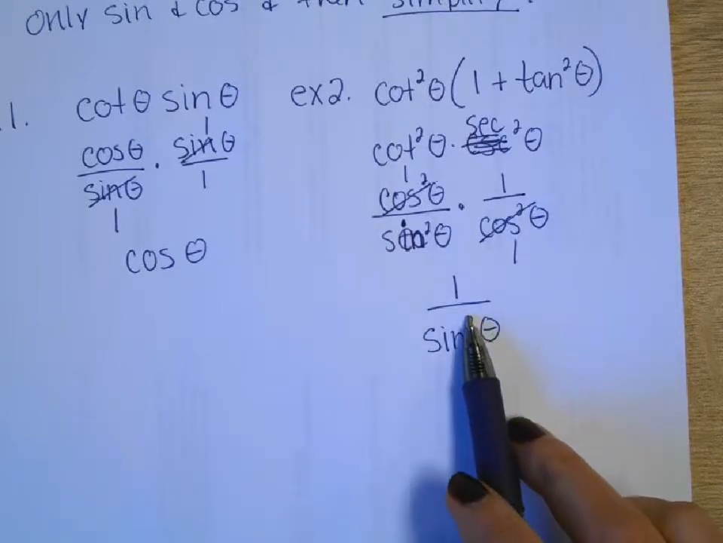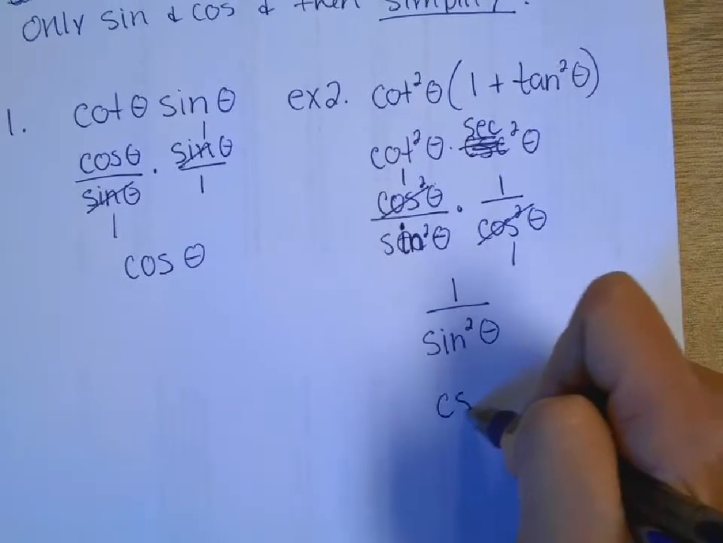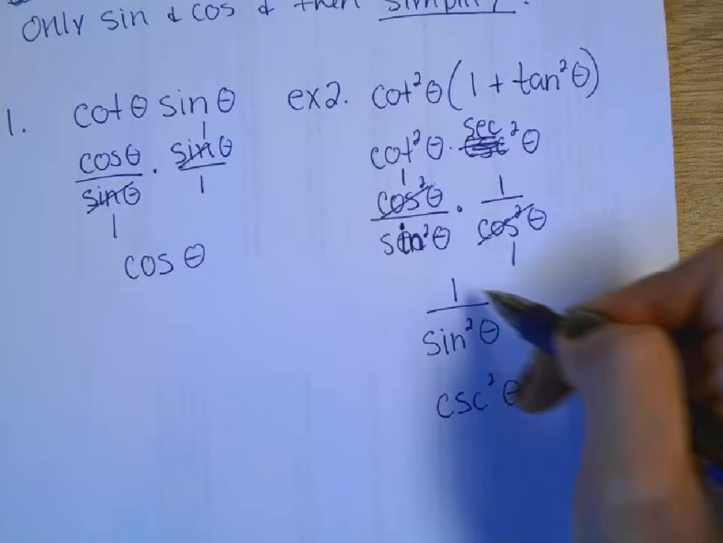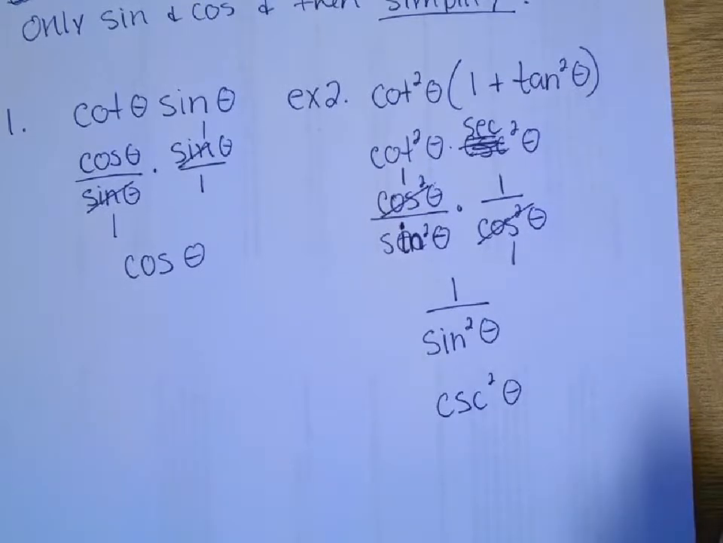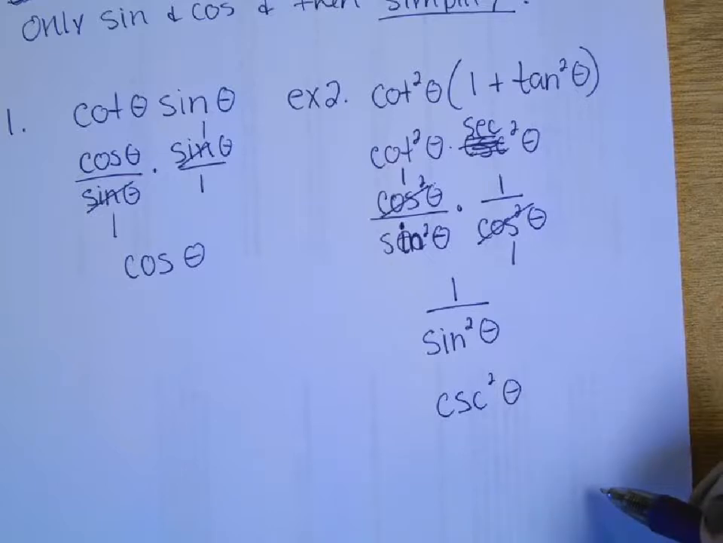Forget about the squared for now. What's 1 over sine equal to? Cosecant. So what do you think 1 over sine squared equals? Cosecant squared. Yeah. So if you can get rid of the fraction, that's considered simplifying. Cosecant squared. CSC squared.